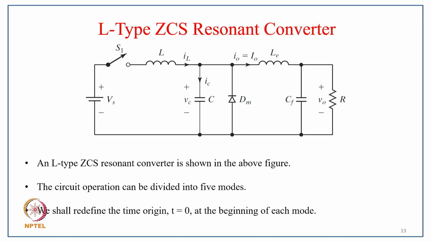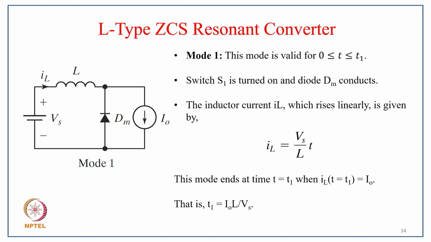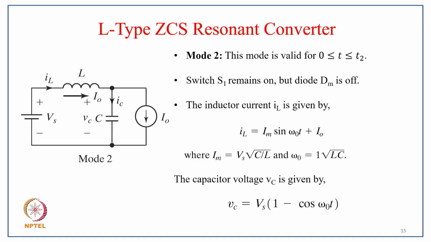So we shall redefine the time origin t equal to 0 at the beginning of each mode. So coming to mode 1, this mode is valid from time 0 to t1, where switch S1 is turned on and diode Dm conducts, and the inductor current IL, which rises linearly, is given by IL equal to Vs upon L into t, and this mode ends at t equal to t1 when IL equals I0, and that is why t1 equals I0 L upon Vs.